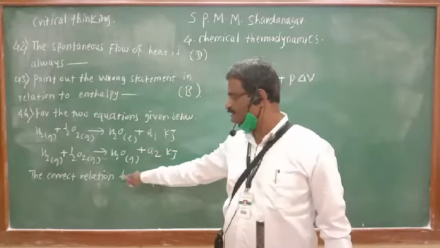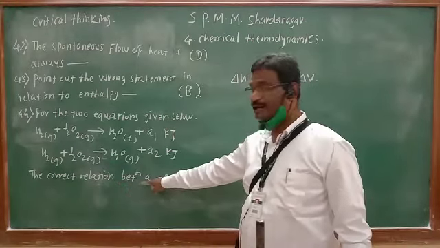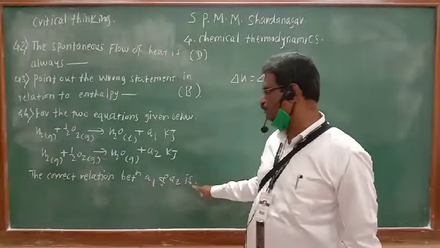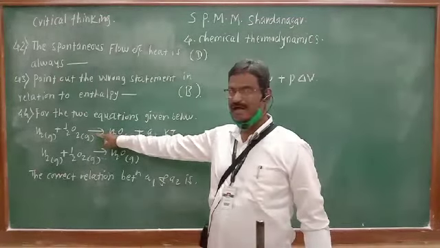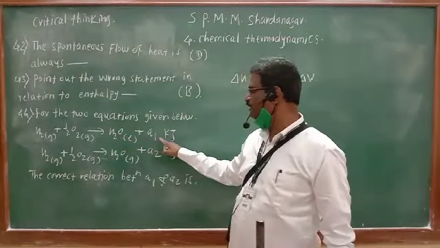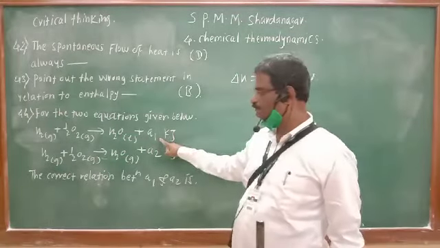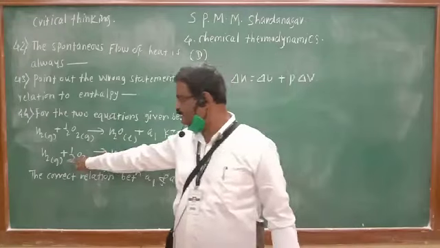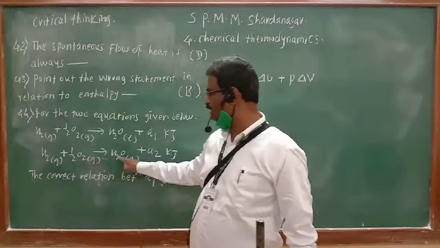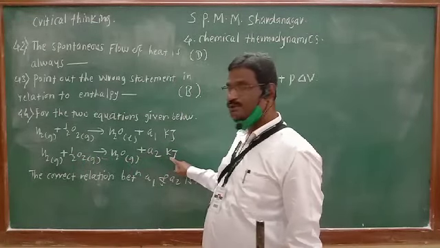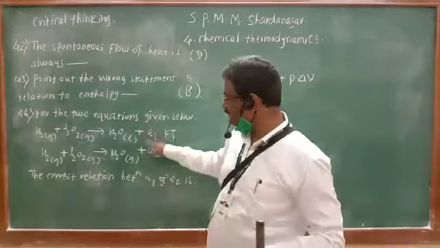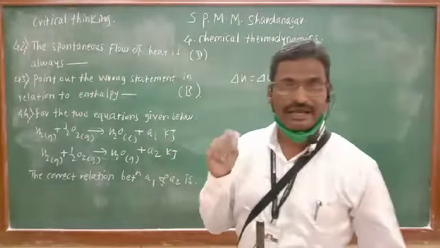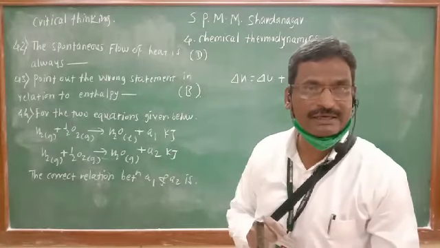For these two equations, we have to find out the correct relation between A1 and A2. See, first equation, H2 plus half O2 gas giving H2O liquid plus A1 kilojoule. For the second reaction, H2 plus half O2 giving H2O gas plus A2 kilojoule. Now, can you tell me whether these two reactions are endothermic or exothermic?